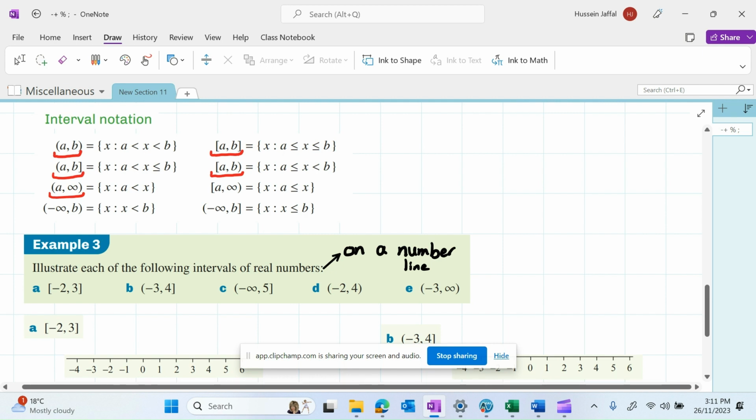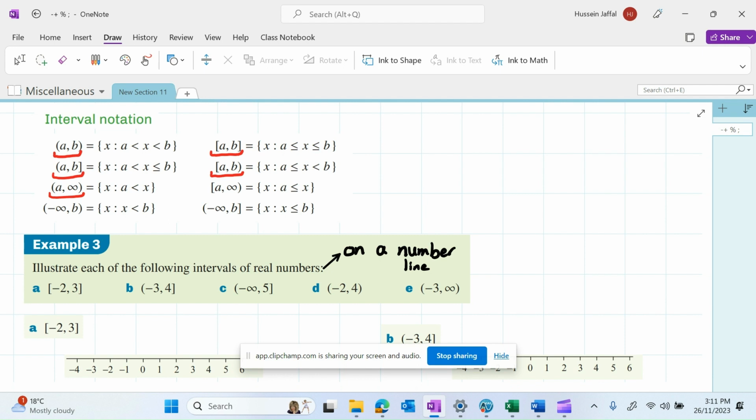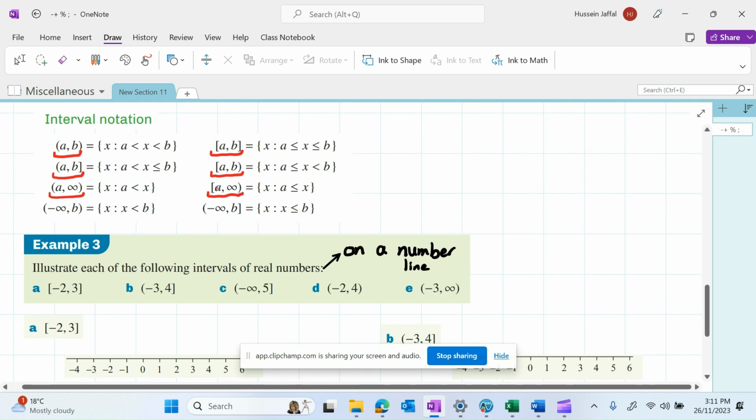Infinity is not a certain value, so it's not included. So it just keeps going to infinity. In this one here, a is included and it goes all the way to infinity, and we keep it as open brackets on infinity. From here, negative infinity is always open brackets whenever you have infinity or negative infinity. B here is not included. Then this one here, negative infinity, open brackets, to b, which is included as you have square brackets.